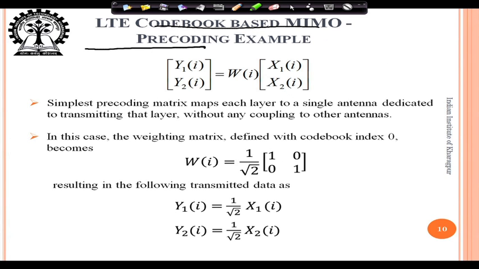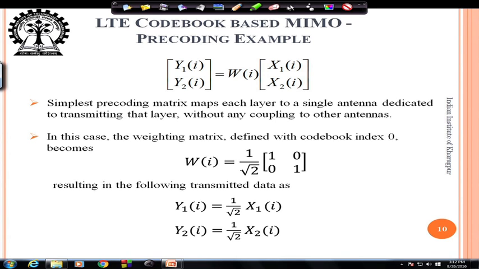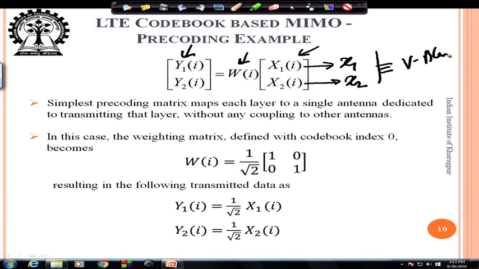Amongst the different code books, one of the simplest code books that is used is the case where you can see that this is the transmitted symbol, this is the code book, this is the received symbol. So the code book is an identity matrix, which means that x1, the transmitted symbol, goes to the antenna as x1 and x2 goes to the antenna as x2, and you can clearly see that this is almost equivalent to the V-blast technique that we have used.